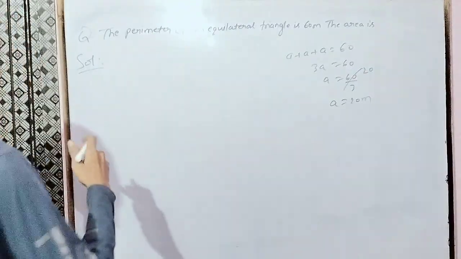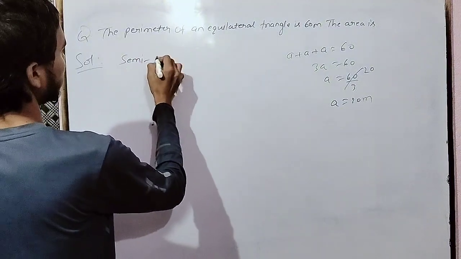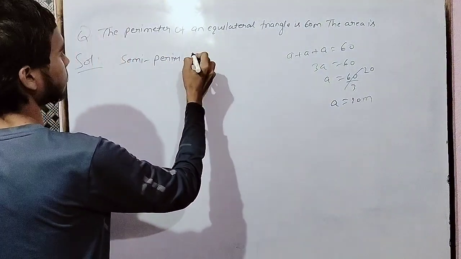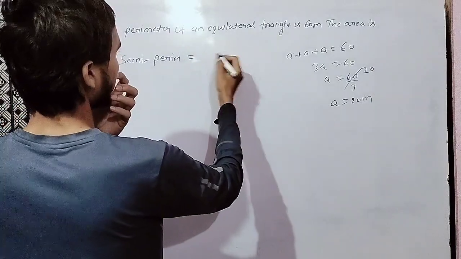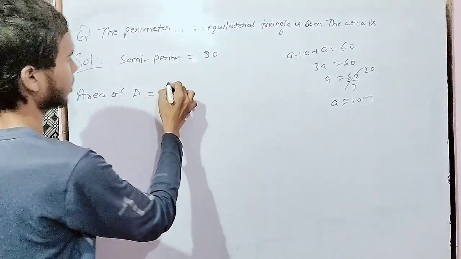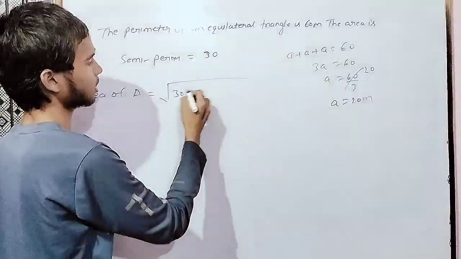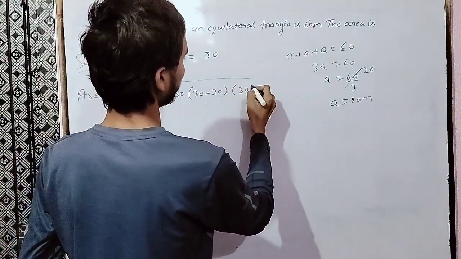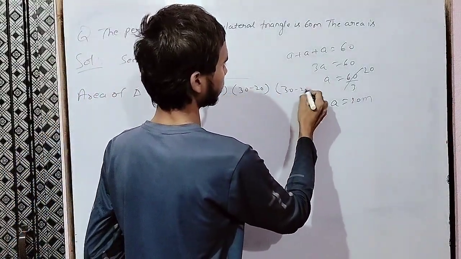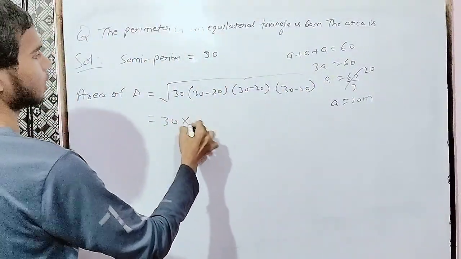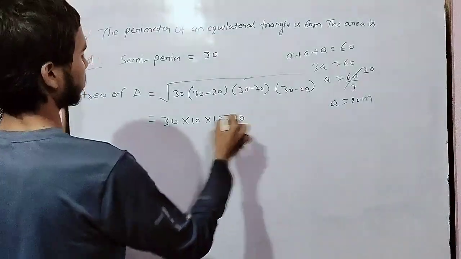Now it is saying, so semi perimeter will be what? Will be 30. So area of a triangle would be, semi perimeter is 30. So 30 minus 20. Again 30 minus 20. Again 30 minus 20. Because it is an equilateral triangle. Now 30 multiplied by 10 multiplied by 10 multiplied by 10.